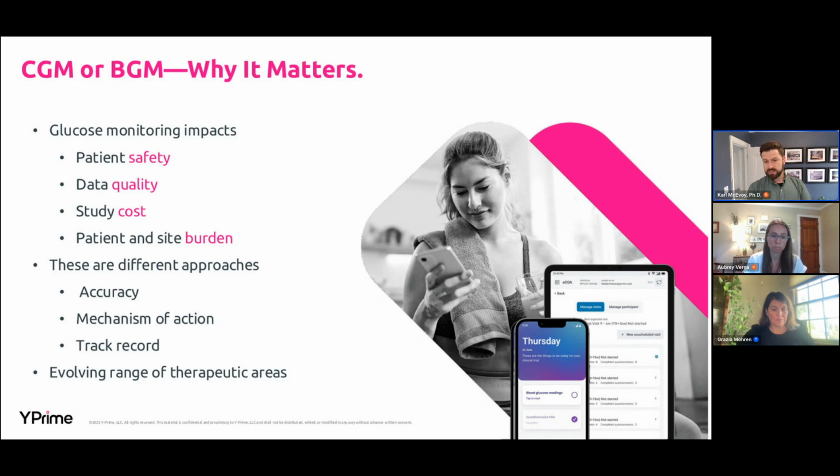But then there's broader considerations that maybe impact the operational considerations of the trial. So things like the study cost. We look at the cost of BGM versus CGM for an individual patient globally. It can vary dramatically, with BGM being quite reasonably priced in comparison, being an older technology and being something that's a little bit more ubiquitous, where the sensors for CGM can be a little bit more cost prohibitive in some cases. But we'll touch on that as we go through the slides.